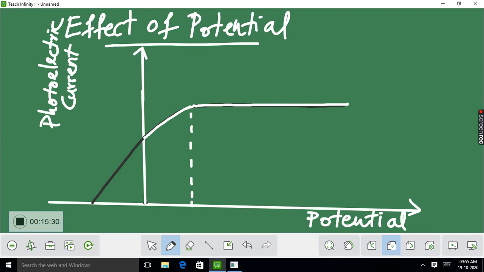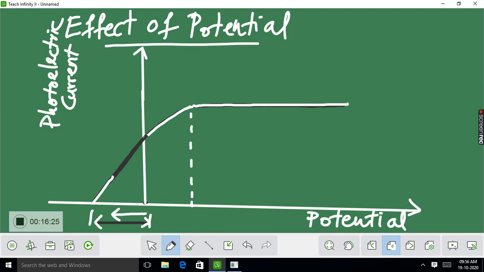Suppose we apply a negative potential to the collector with respect to emitter, what happens? If we apply a negative potential to the collector with respect to emitter, the photoelectric current rapidly decreases, and it becomes zero at a particular value of negative potential. At a particular value of negative potential at the collector with respect to emitter, the photoelectric current reduces to zero.